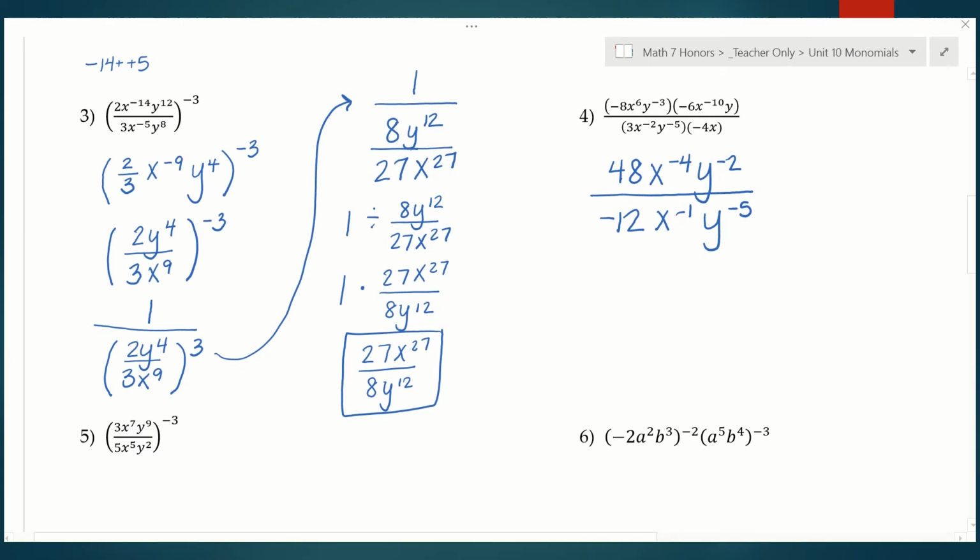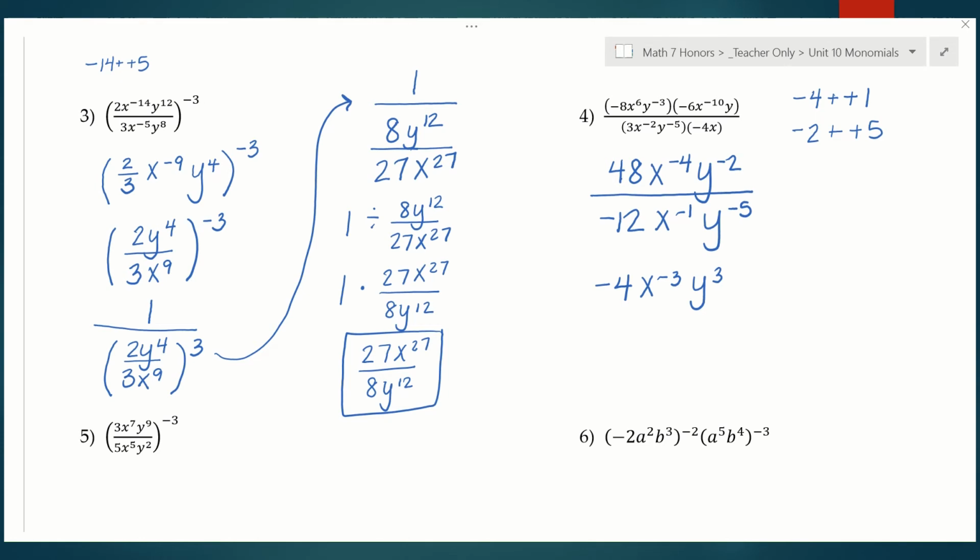At this point, I would go ahead and divide. So 48 divided by negative 12 is negative 4. X to the negative 4th divided by x to the negative 1. Remember, we're subtracting our exponents here. So I'm going to write this out. Negative 4 minus negative 1 is x to the negative 3. And then y to the negative 2 divided by y to the negative 5. So negative 2 minus negative 5 is y to the 3rd. Okay, so just be really careful when you're dividing and subtracting your exponents when they're negative.